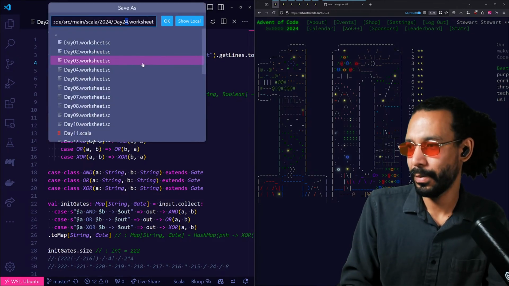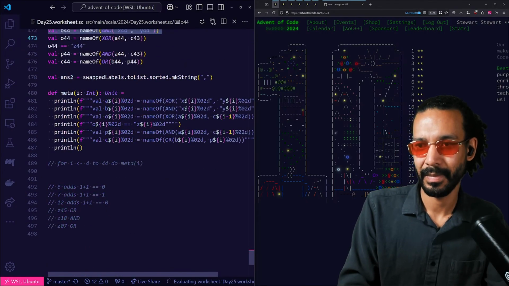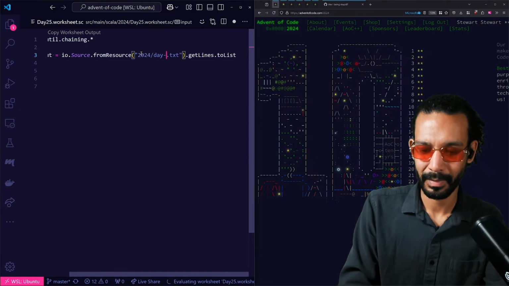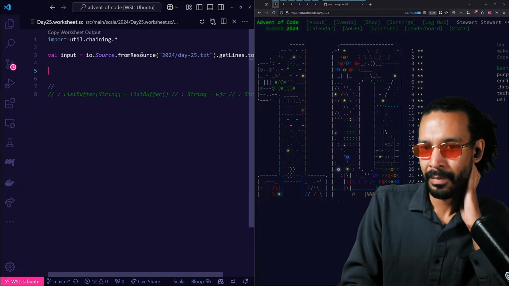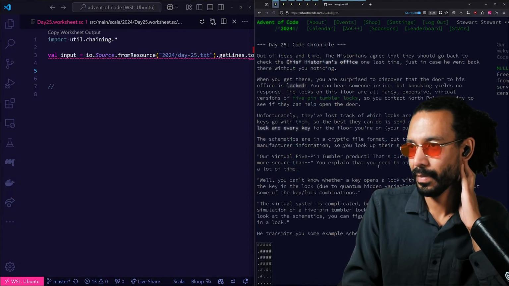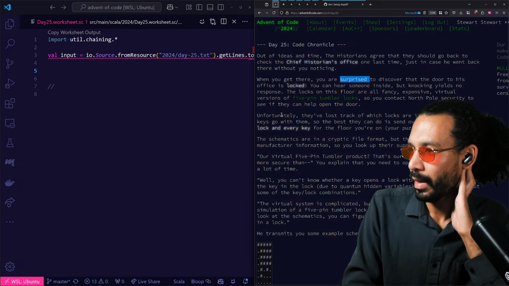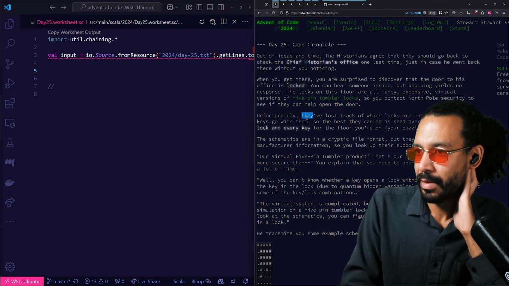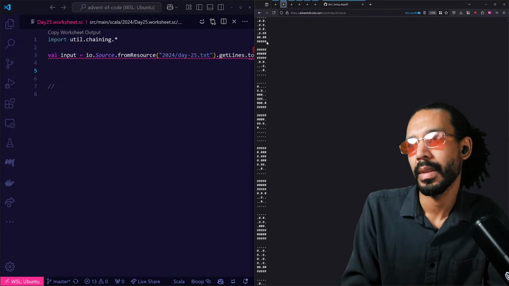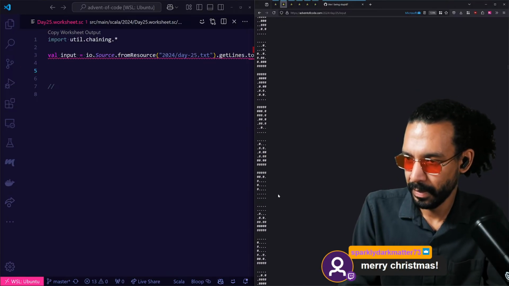Okay. Our day 25 worksheet. Code Chronicle. You have 5-pin tumbler locks. You send over schematics of every lock and every key on the floor you're on. That's the puzzle input. Okay. So this must represent the pins.